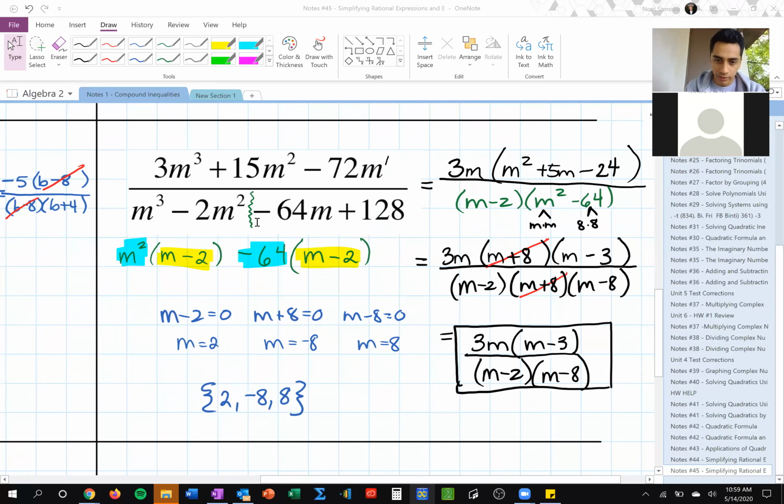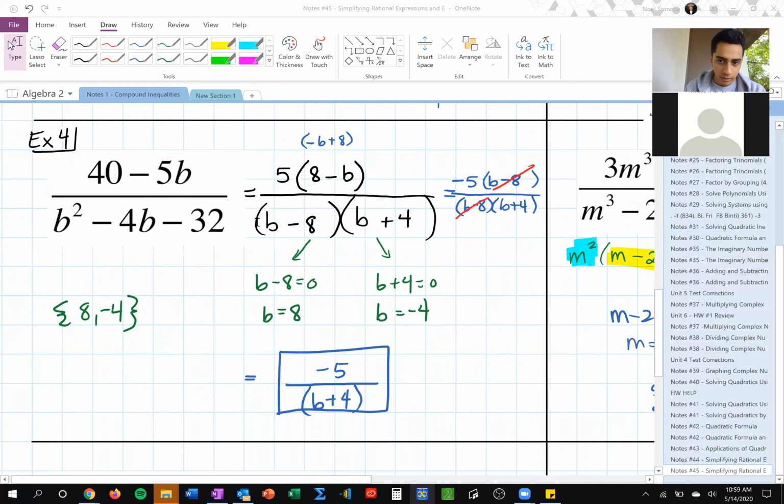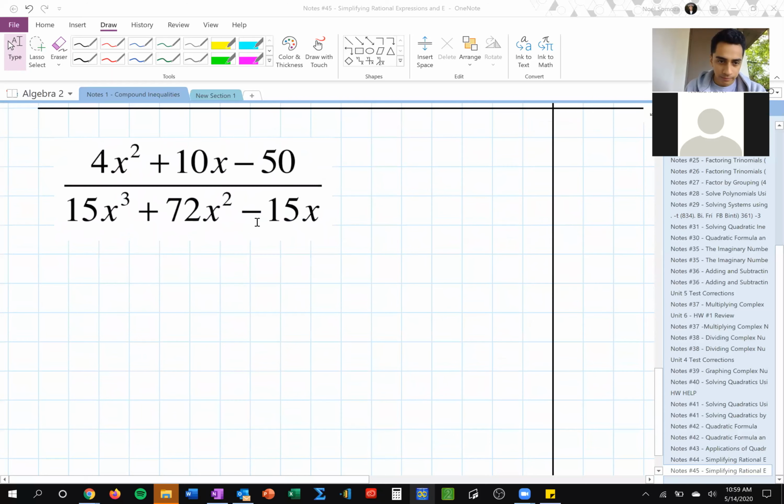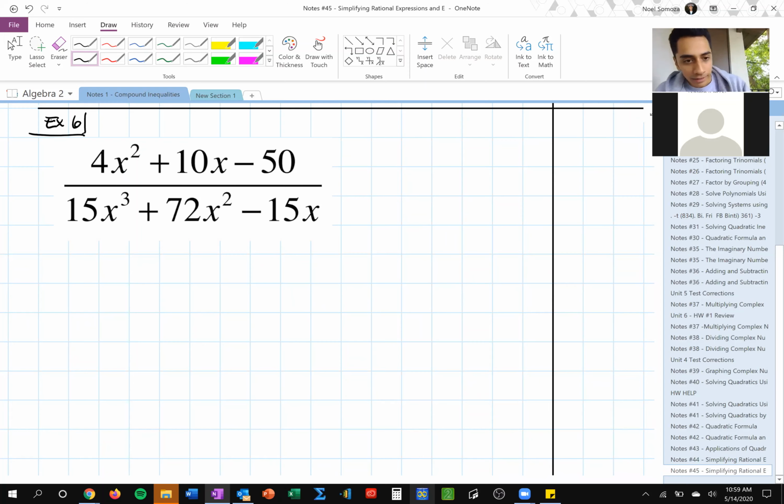All right, so now let's head over to the last one, example number 6. We probably just have something very similar. So let's go ahead and tackle this, example 6. Oh, tired today. All right, so let's start with factoring.